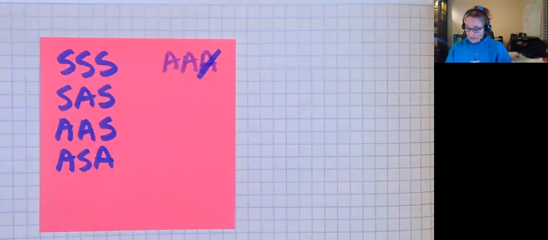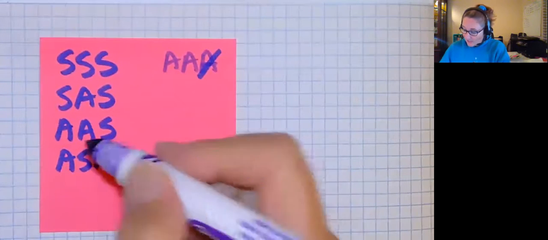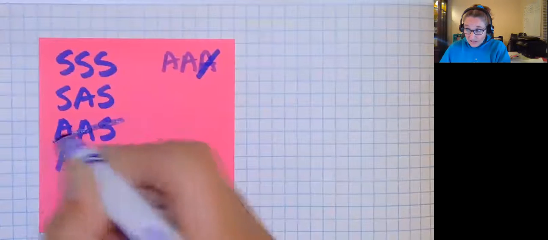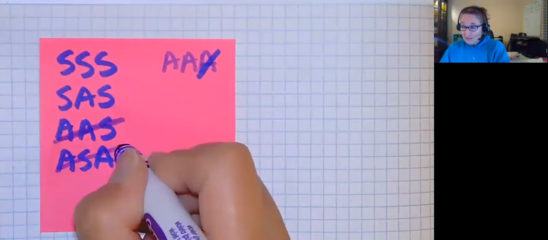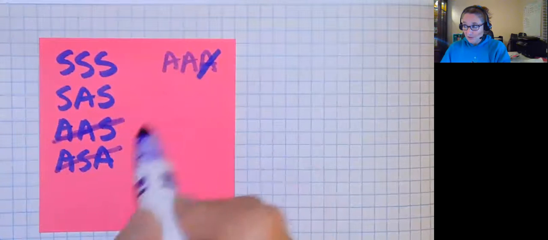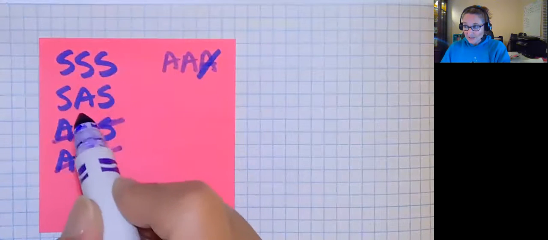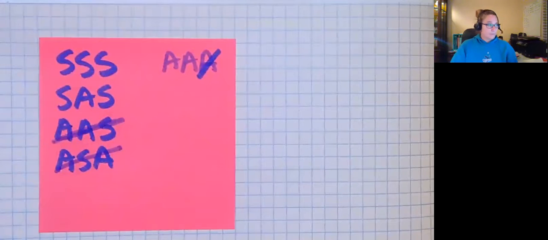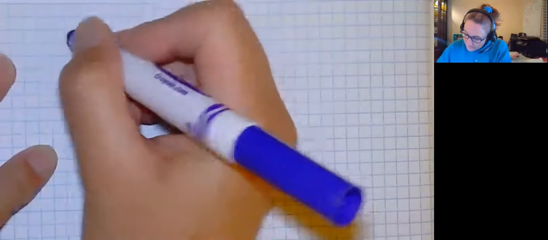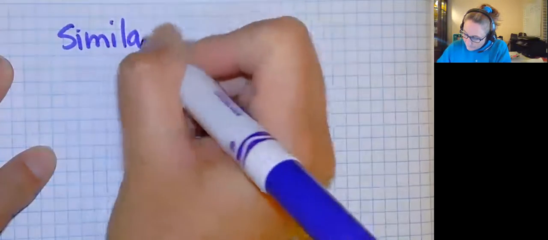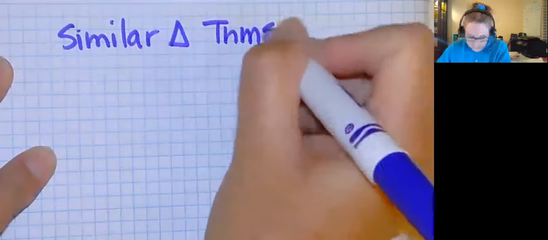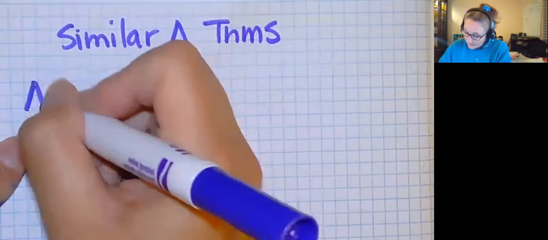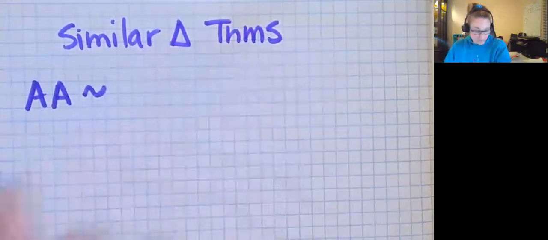Now, if two angles is enough, I do not need to find the side because the two angles is enough. And here too, the two angles are enough. I don't need that side. So the three that we're going to be writing down are angle, angle; side, side, side; and side, angle, side. Those are the three. So similar triangle theorems. Okay, so again, angle, angle theorem.